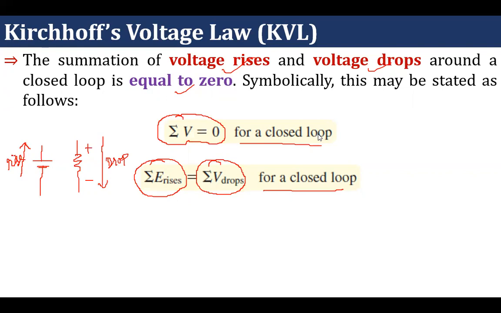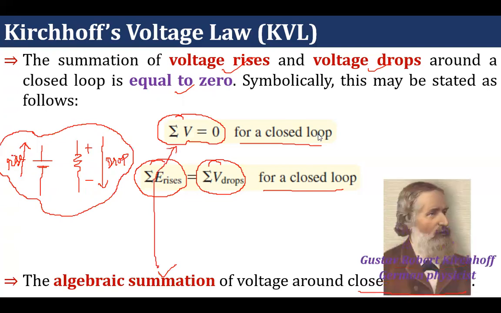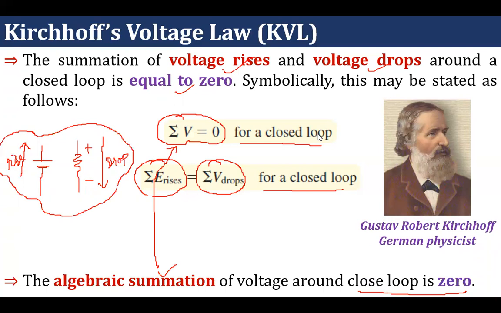I will tell you a very simple method, and after following that you can easily write the KVL equation for all circuits. In a simple way, what you have to remember is that the algebraic summation of voltage around a closed loop is equal to 0, which has been shown by this mathematical equation. This Kirchhoff voltage law was given by Gustav Robert Kirchhoff, who was a German physicist.